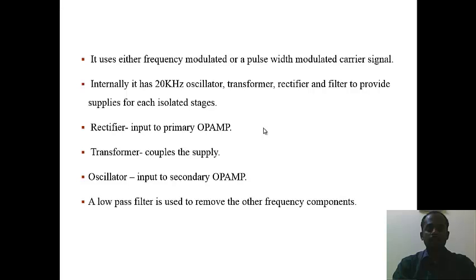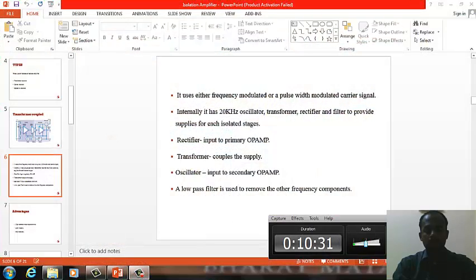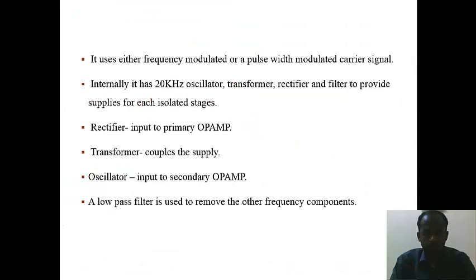As I told you, it uses either a frequency modulator or pulse width modulator carrier signal. Internally, it has a 20 kHz oscillator, transformer, filter, and a rectifier to provide supplies for each isolated stage.